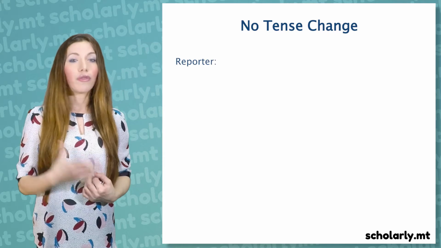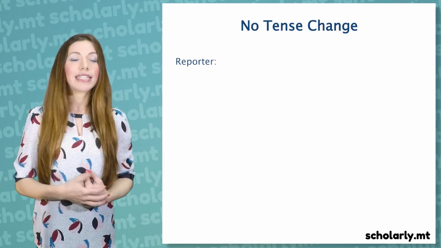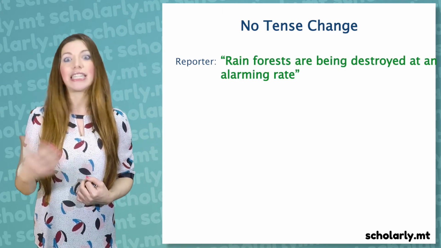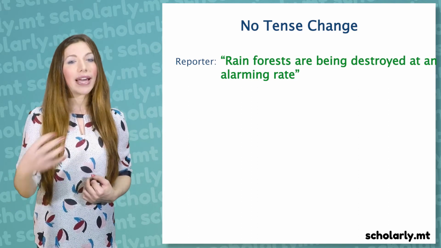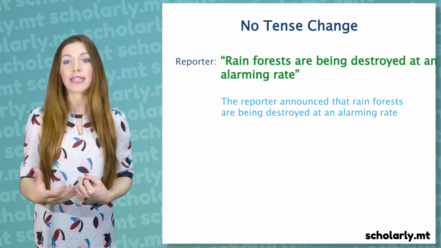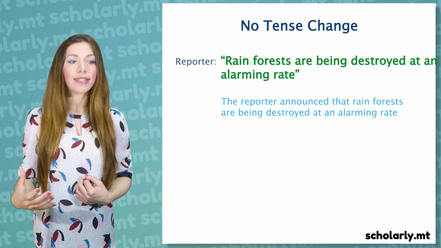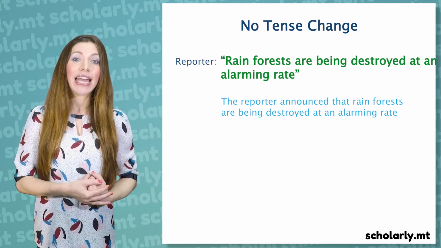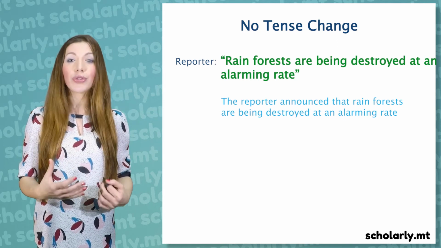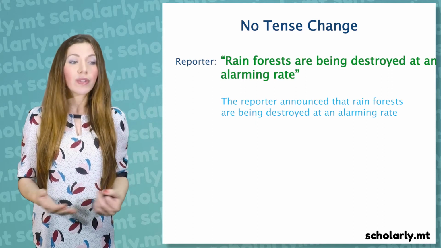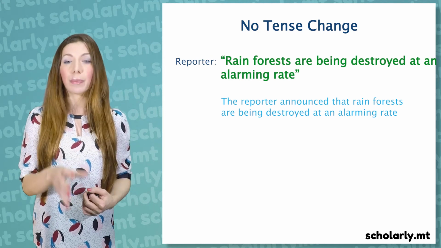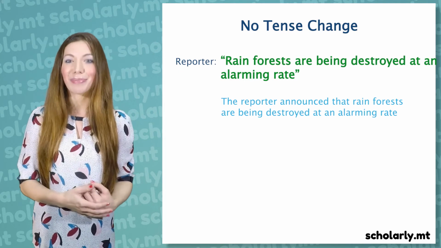For example, the reporter on the news yesterday said that rainforests are being destroyed at an alarming rate. If we had to report that using reported speech, we could say the reporter announced that rainforests are being destroyed at an alarming rate. So in this case, the situation is still true in the present. It is still true that rainforests are being destroyed. So we can choose to use the present simple. In this case, it was the present continuous.